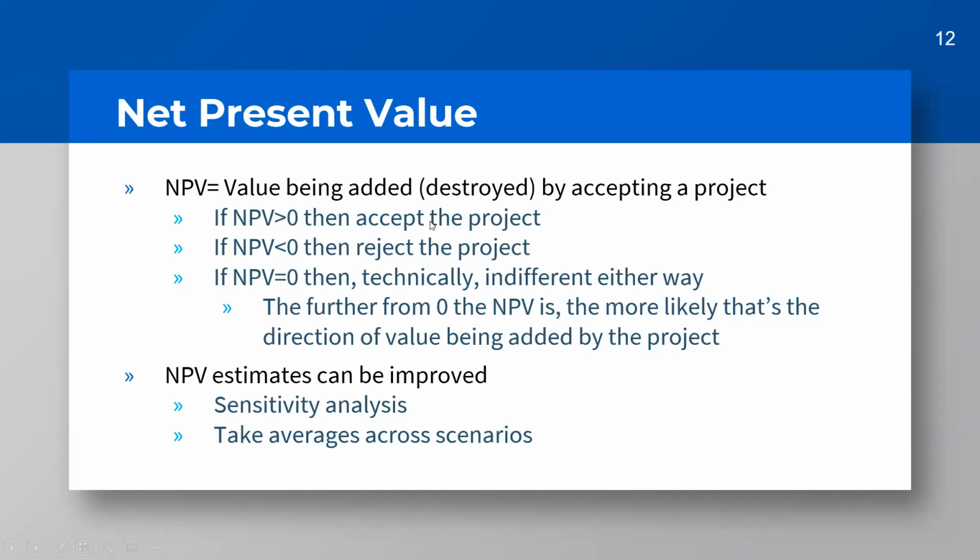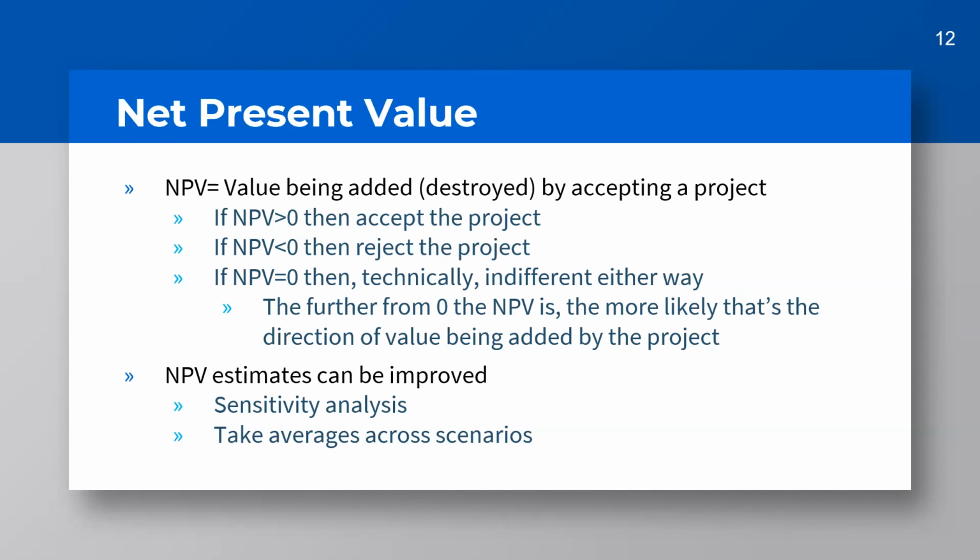In other words, if the NPV is greater than 0, if you were to accept the project, the company's value is going to increase by whatever amount the NPV is equal to. If on the other hand, NPV is less than 0, the project should be rejected, because if you were to accept that project, the value of the company is going to decrease by the projected NPV amount. We also have, if NPV is equal to 0, right, then technically you're going to be indifferent. But it is important to keep in mind, particularly when we're actually applying this for companies, that the further away from 0 the NPV is, that's more likely the direction of value being added or destroyed by a project, right?